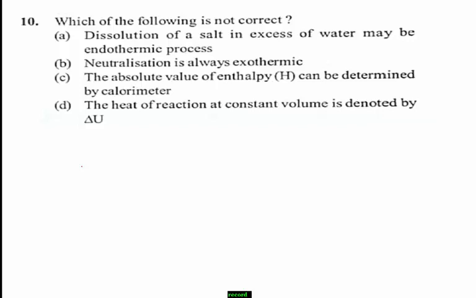Students, I think you know by calorimetry experiment or bomb calorimetry experiment we can determine the change in enthalpy, right? Remember, by calorimetry experiment we can determine the change in enthalpy. So this one is a direct question. Which one is the right answer? The absolute value of enthalpy can be determined by calorimeter. Therefore option C is the right answer.